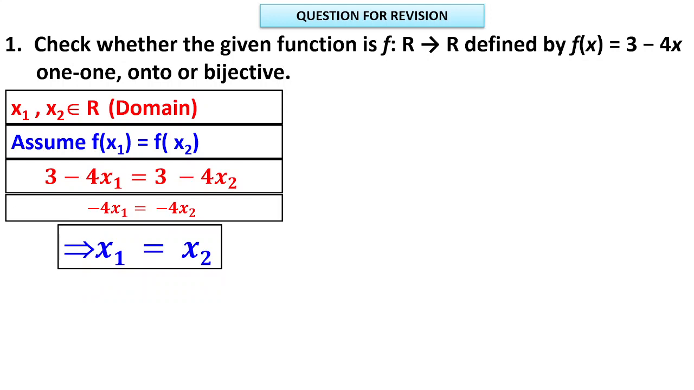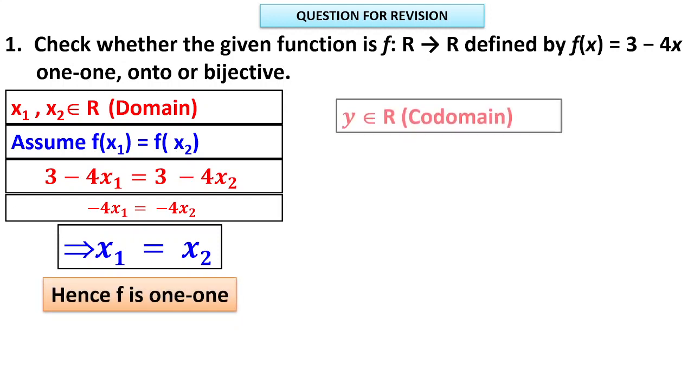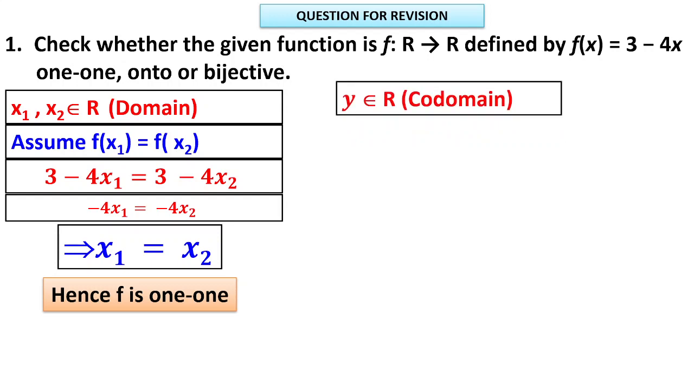I started with f of x1 is equal to f of x2, and I end up with x1 is equal to x2. Therefore, it is 1, 1. Let us go for whether it is onto. For that, I have to take y belongs to the codomain. I have to assume that y is equal to f of x.